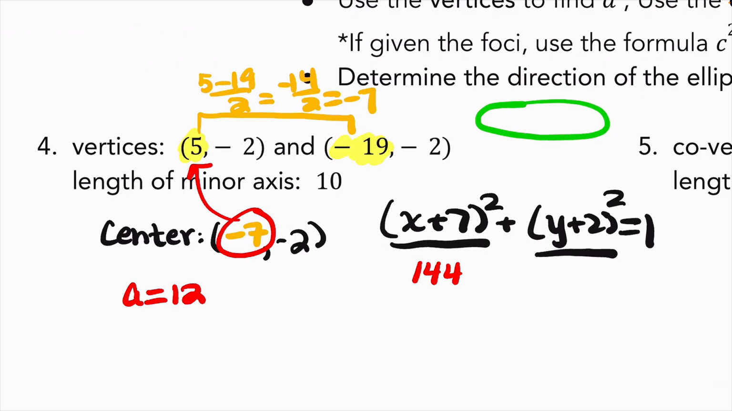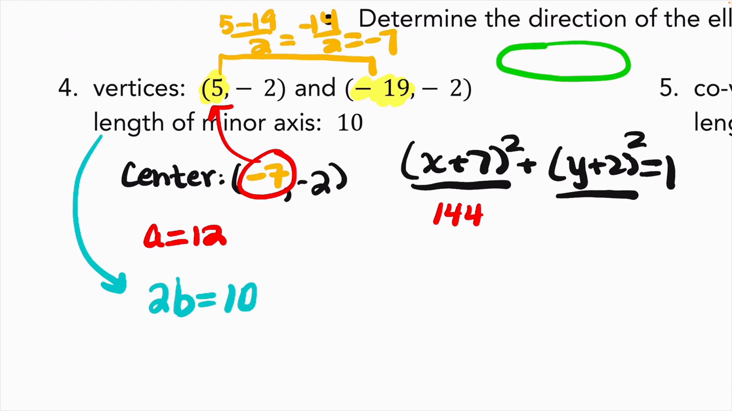Then it gives me the length of the major axes. I know that I get the length of the major axes by doubling my B value. So I'm going to set that equal to 10. I know that B is 5. Anytime you want to find the A or B value given the axis length, just cut it in half. Okay? And then I square that number and I put it underneath the y squared and I'm done.